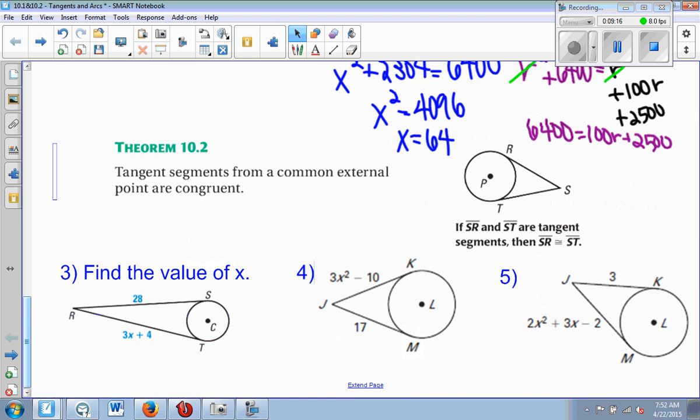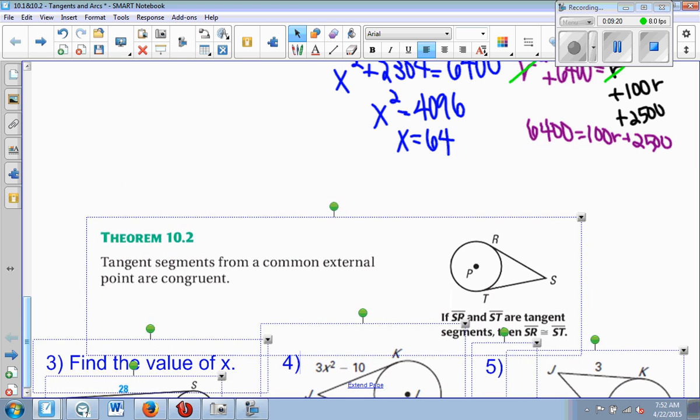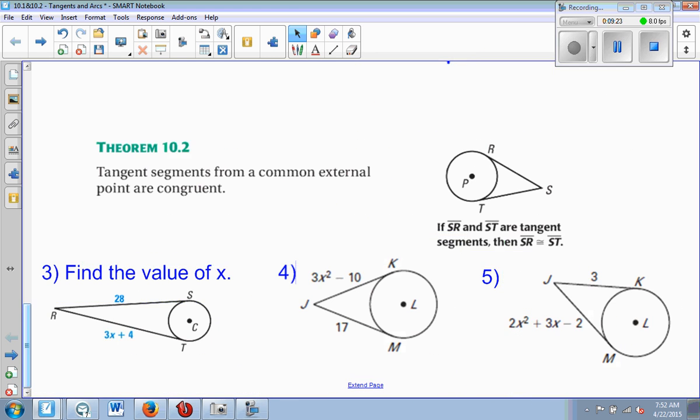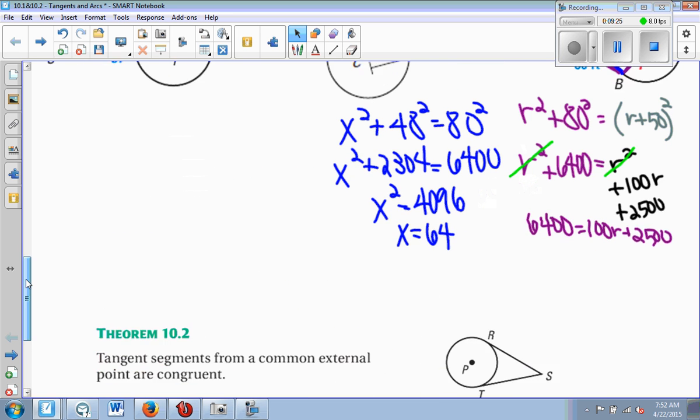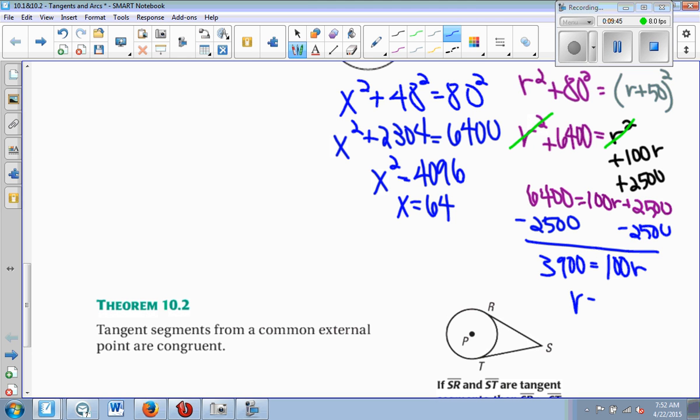So let me move some of this down first. Give myself a little bit more room. So to solve for r over here, we're just going to continue with our algebra rules. We would subtract 2,500 from both sides. Doing that is going to give me 3,900 equals 100r. And then the last thing I would do is just divide by 100. So I get an r value of 39.